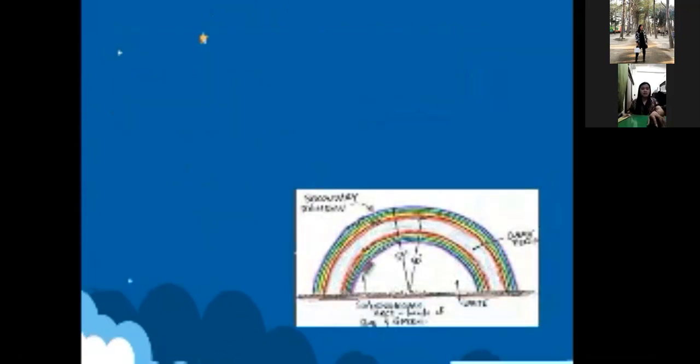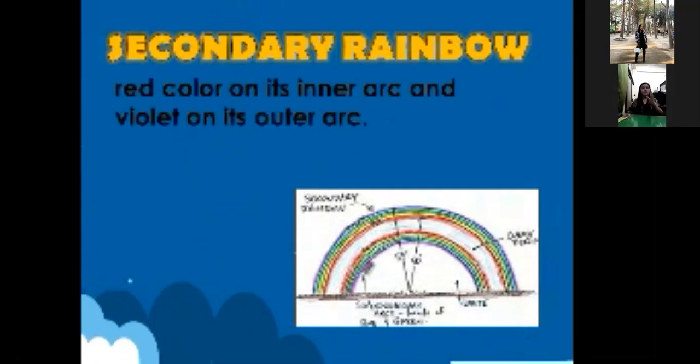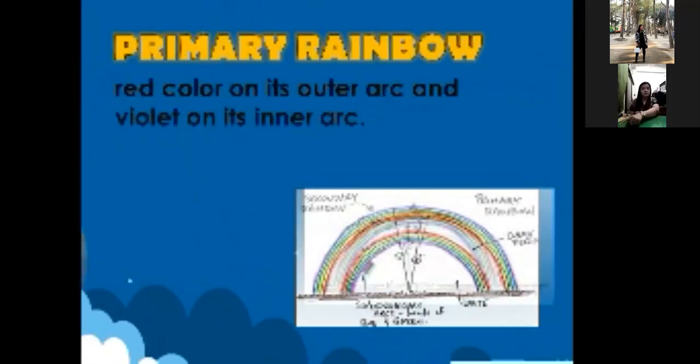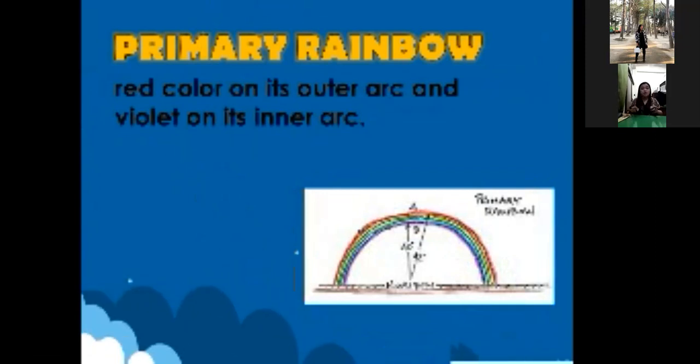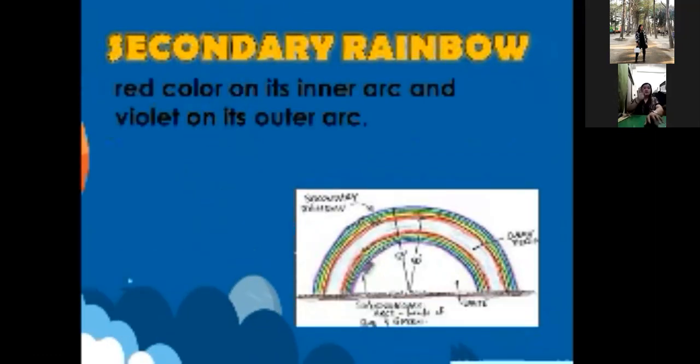How about the second type of rainbow, which is the secondary rainbow? Its difference is this: in a secondary rainbow, the red color is in the inner arc, then the violet is on its outer arc. You will just have the opposite colors in the outer and inner parts. Again, if it is primary, the outer arc is red and the inner arc is violet. And when we say secondary, the inner arc is red and the outer arc is violet.